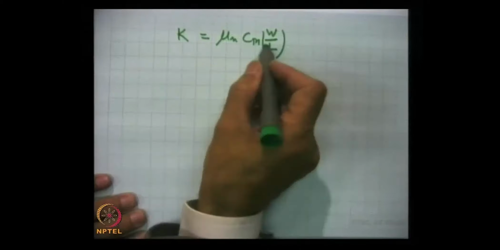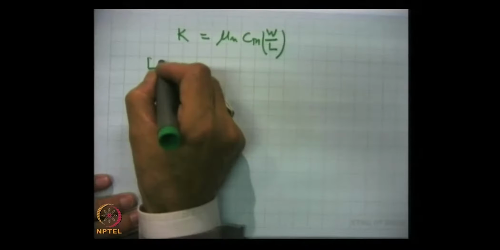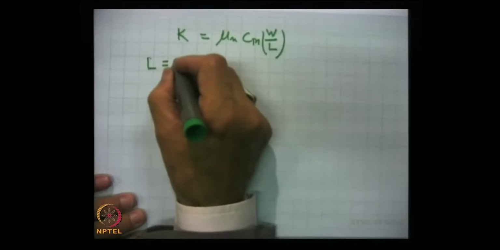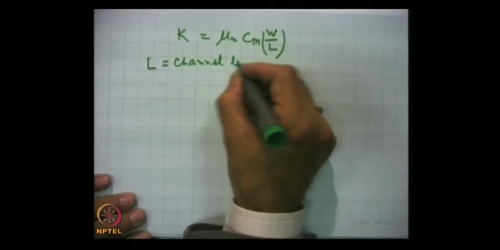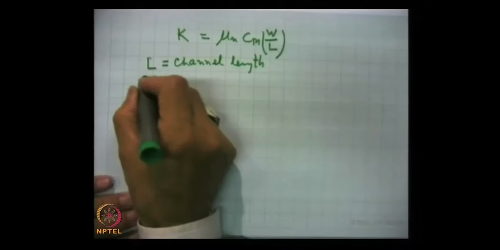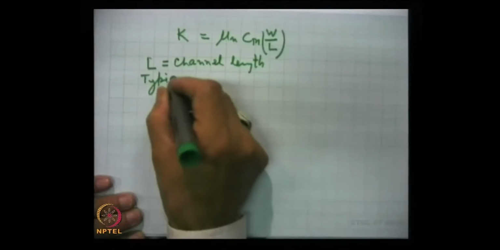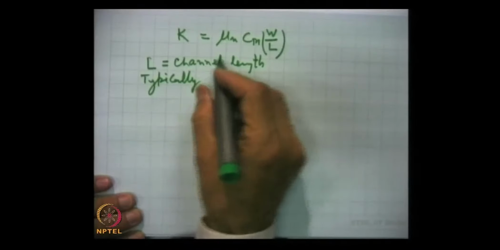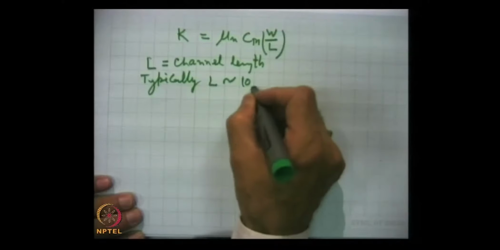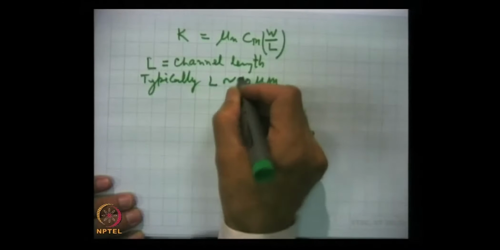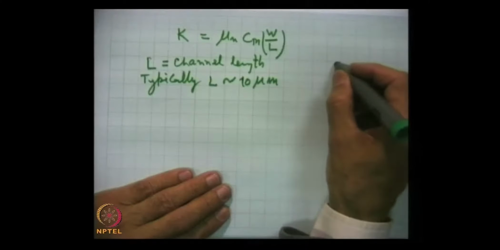L is the channel length. Typically, this L is of the order of 10 micrometer. The structure of the device is like this.